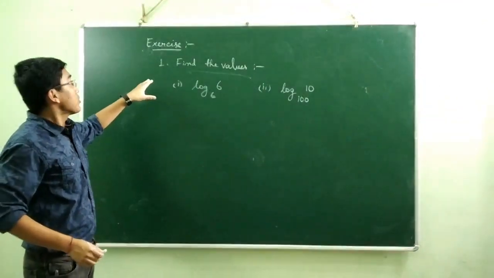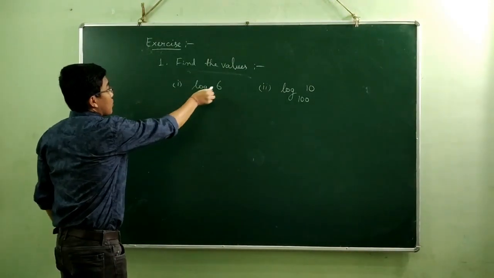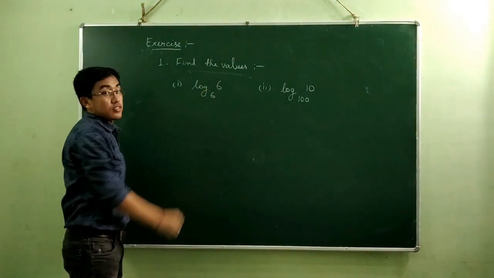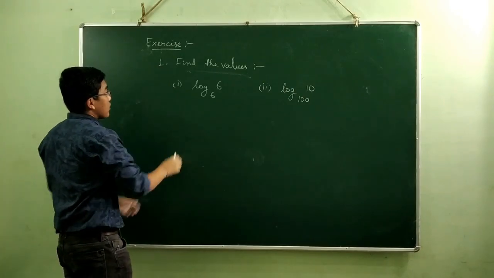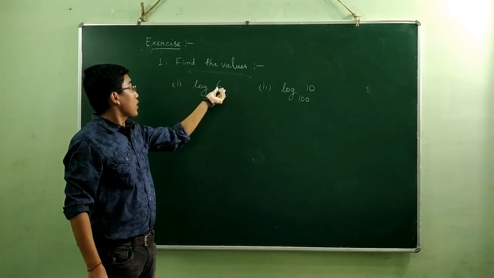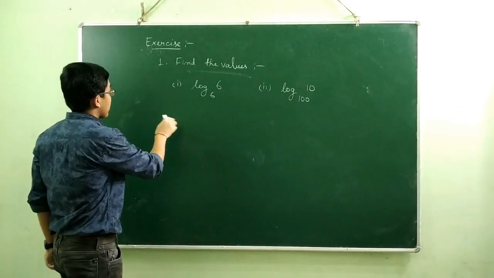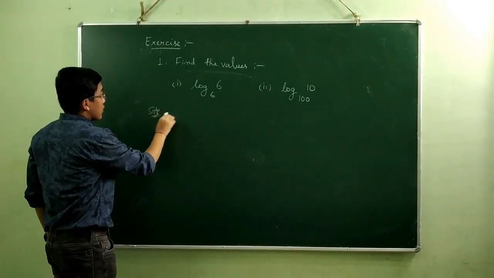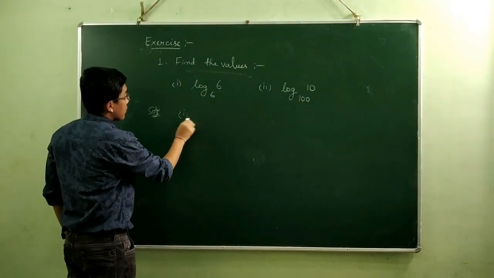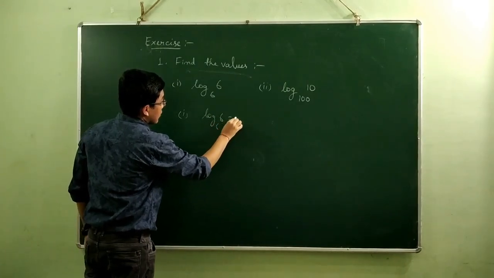Now let us take some problems. The first problem, find the value of log of 6 with base 6. It's very simple. From our earlier properties, we know that if I have a number and the base is the same number, then the value will be 1. So this is 1.